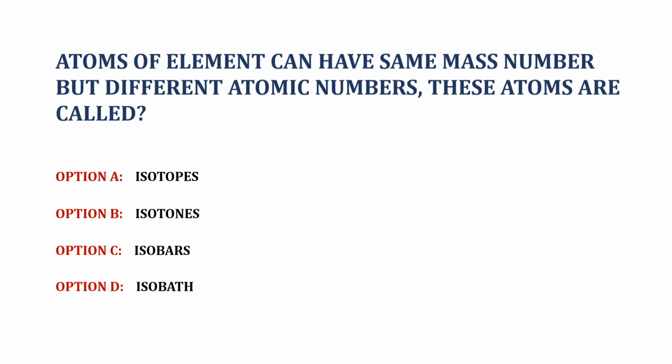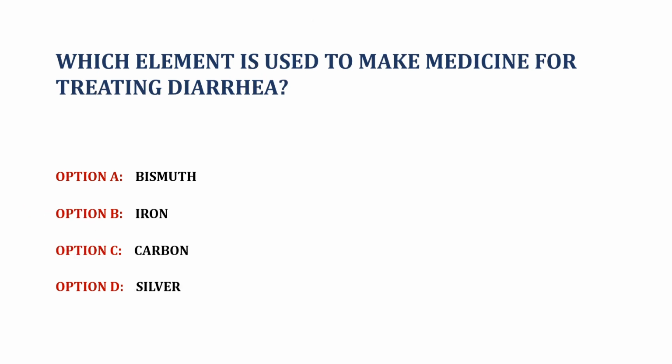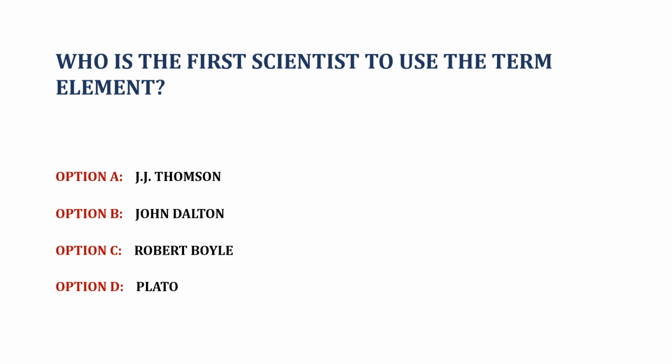Atoms of an element can have the same mass number but different atomic numbers. These atoms are called... Option C. Isobars. Which element is used to make medicine for treating diarrhea? Option A. Bismuth. Who is the first scientist to use the term element?